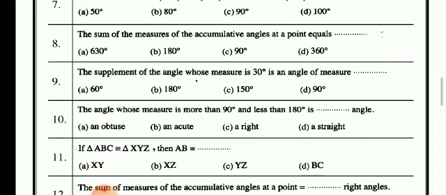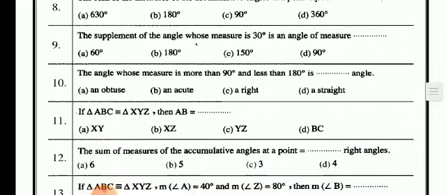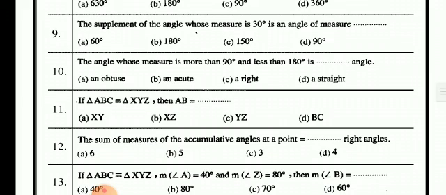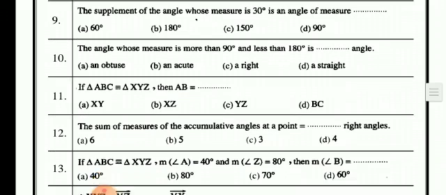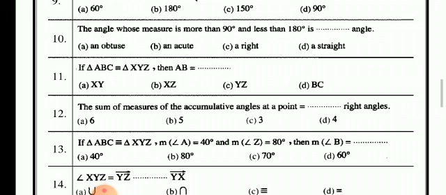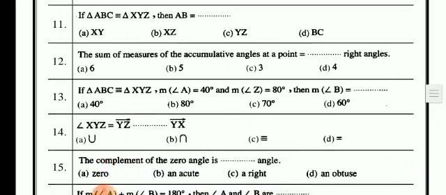The supplement of an angle whose measure is 30 is an angle of measure, yes, the supplement 180 minus 30 equals, excellent, 150. The angle whose measure is greater than 90 and less than 180 is an obtuse angle. If triangle ABC is congruent to triangle XYZ, then AB is equal to XY.